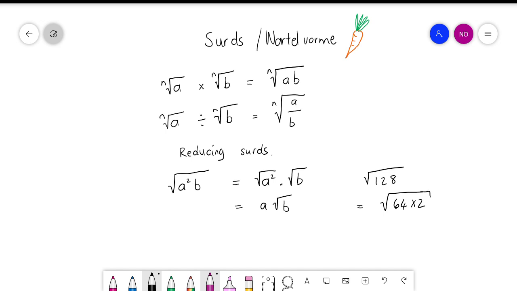So I can write 128 as 64 times 2. Okay? And 64 is a complete square. Dit is 'n volkome vierkant. Wat is die vierkantswortel van 64? So then you can just write that as that. And I'm going to give you a few of those to practice for homework.